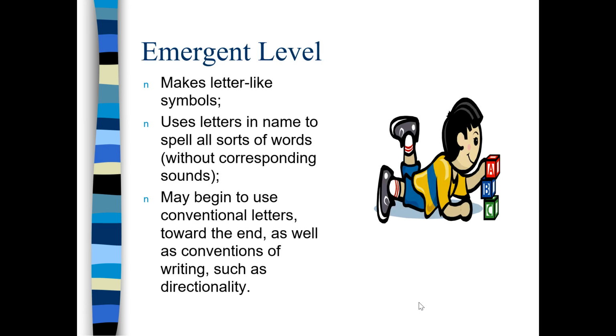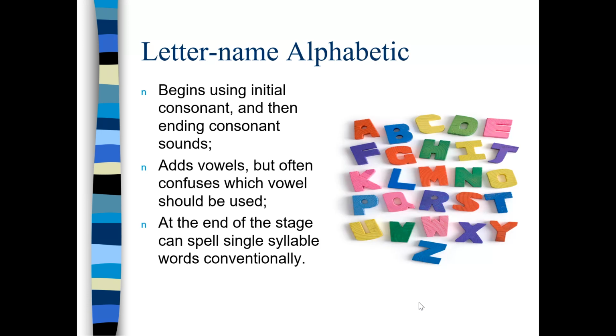The emergent level, here they recognize that letters make symbols. They use letters in their name to spell lots of words. So they know how to spell their own name, and then they make words using those letters. And here they may be able to use conventional letters toward the end as well as conventions of writing. So a lot of times this is big letters, I think, like I mentioned earlier, consonants, and then they learn how left to right, writing from left to right.